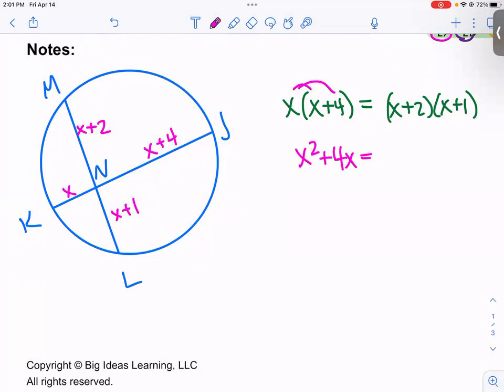Okay, so this is the distributive property. Over here, yes, we are going to have to FOIL. X squared plus 1x plus 2x.